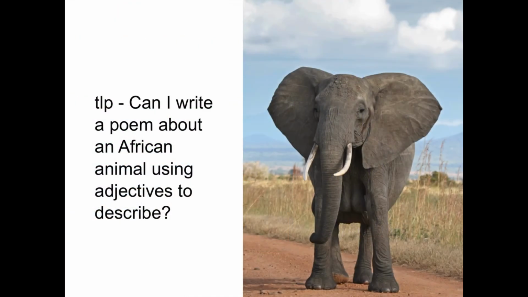The TLP for today's English lesson is: can I write a poem about an African animal using adjectives to describe? So remember at the start of the week you did a poem about your own pet or an animal that was familiar to you. Now we're going to do the same thing but for an African animal. Remember, we've already found out lots of different ways to describe. You can use adjectives, which is what's in the TLP, but you can also use powerful verbs to describe, and you could use a simile, saying something similar to something else.